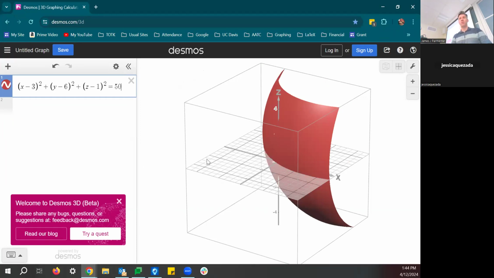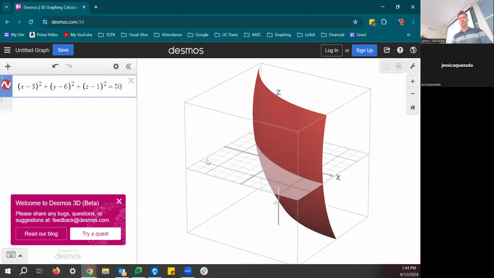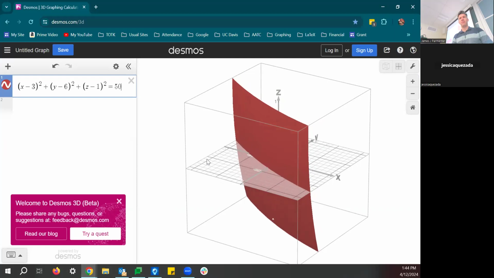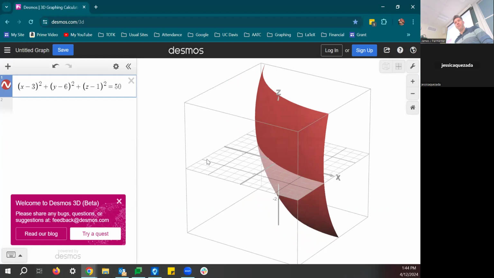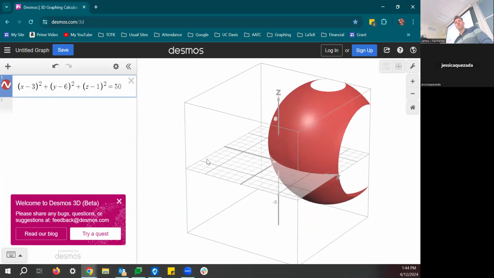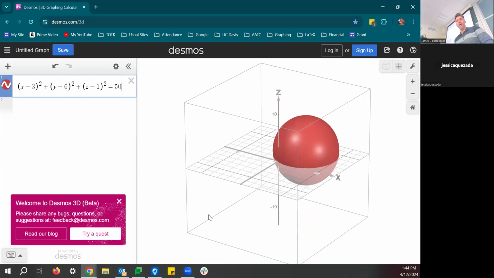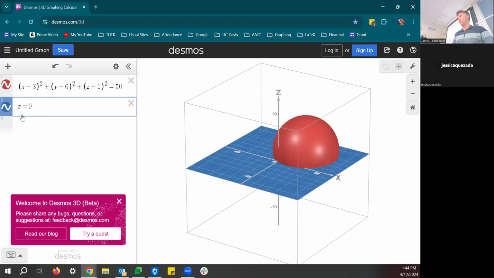And then if we wanted to, we could certainly zoom out. Ah, smooth. So we could zoom out a bit. And there it is. There's our sphere. And for this one, you can actually see where it intersects the XY plane really easily because the XY plane is already graphed for you. But if you want to make it more obvious, you could also plug in z equal to 0. And there's your XY plane.